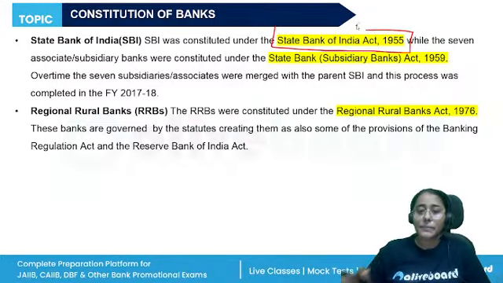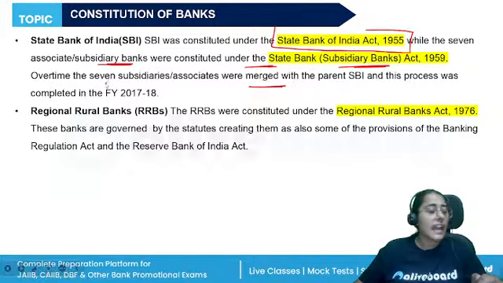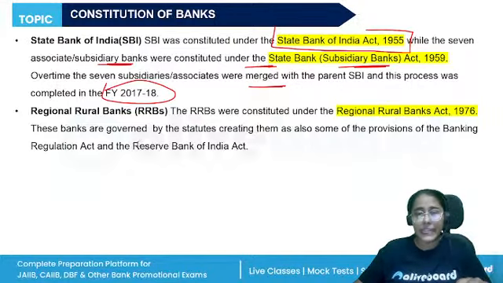All right, so SBI is constituted under the SBI Act of 1955. The seven subsidiary banks were constituted under the Subsidiary Acts, and over time they have been merged. This process of merger was completed in the financial year 2017-18.